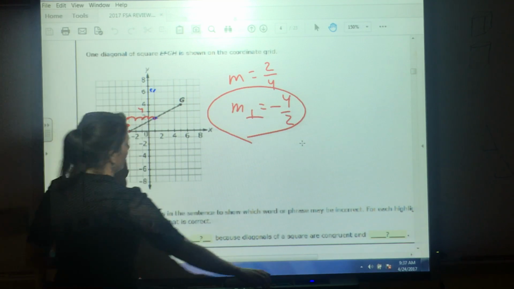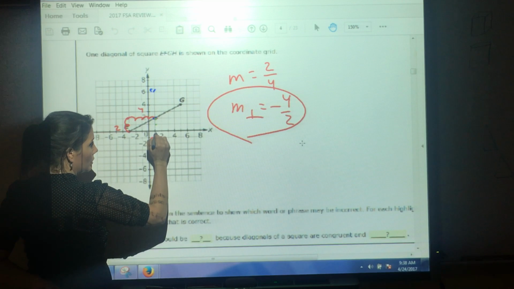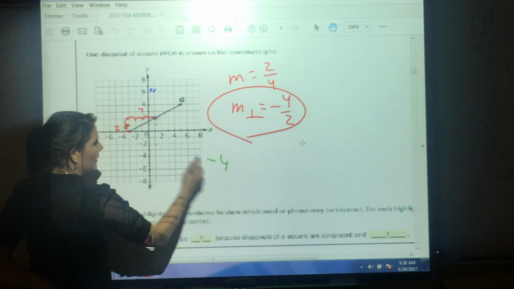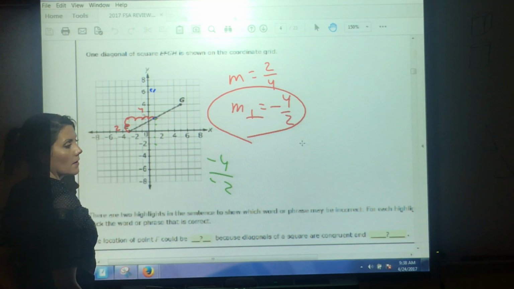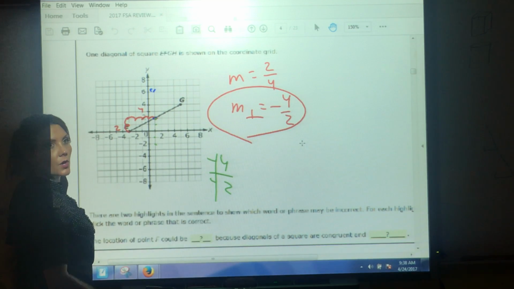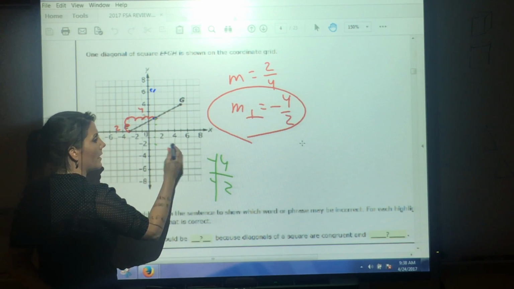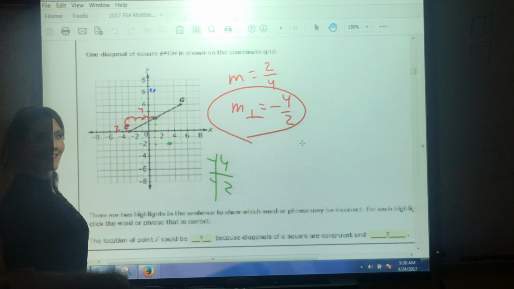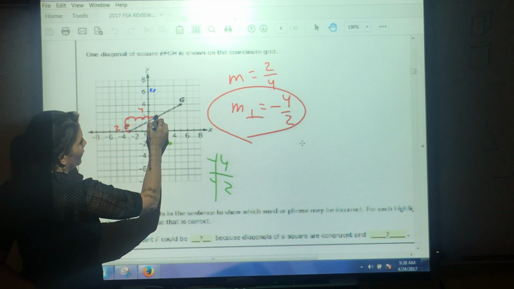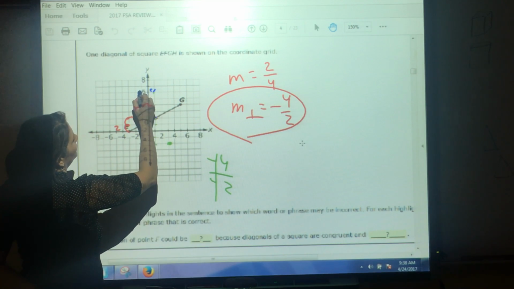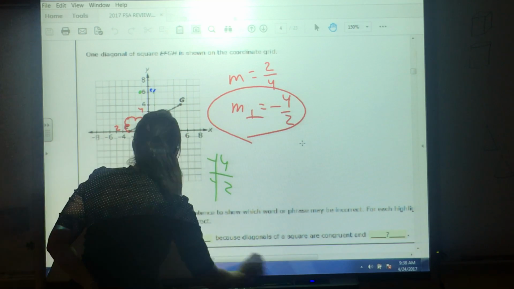So from the midpoint, if I go down 4, 1, 2, 3, 4, do I go right or left 2? If I go left, that is a positive slope, so don't make that mistake. If you go down 4, you have to go to the right 2. Okay? Good. So there's 1, and then now I'm going to go this way. If I go up 4, 1, 2, 3, 4, I have to go to the left 2. Right here? Yeah. Are we good?